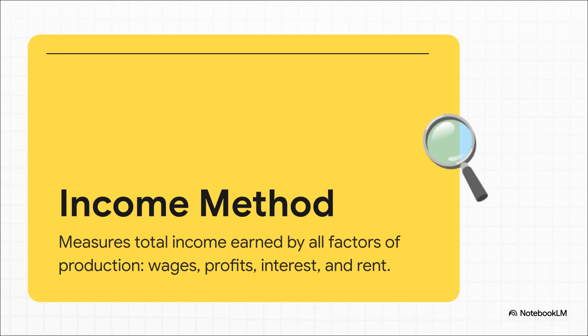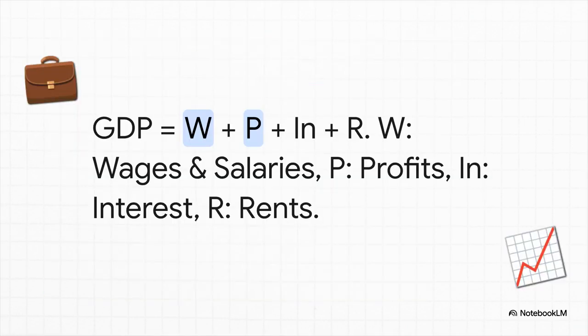And that brings us to our third and final path, the income method. This one asks a really simple question. After all that spending and all that producing is done, where did all the money actually go? It tracks every single dollar that's earned as income. So you just add up all the wages and salaries paid to workers, the profits earned by companies, the interest paid on loans, and the rents collected on property. And it makes perfect sense, right? Every dollar of output has to end up as a dollar of someone's income. It's all a closed loop.